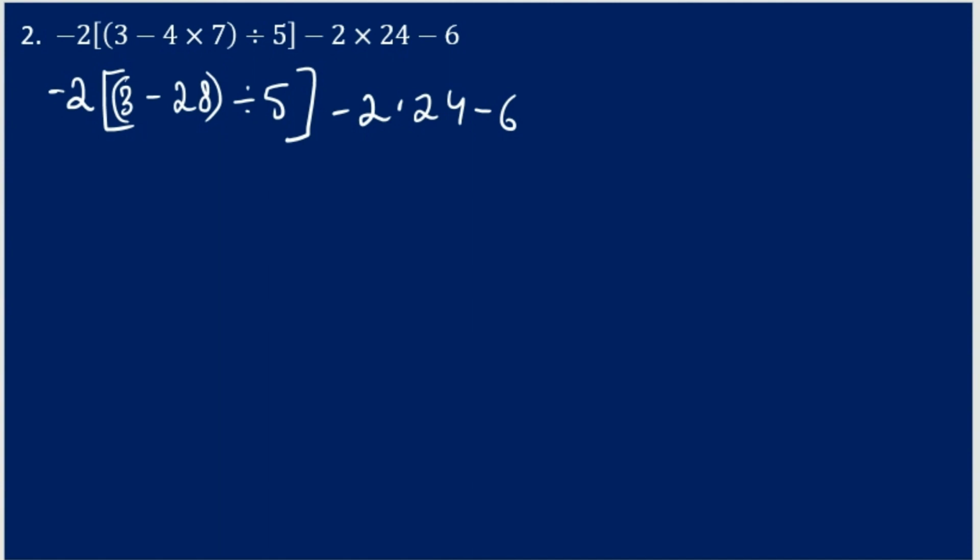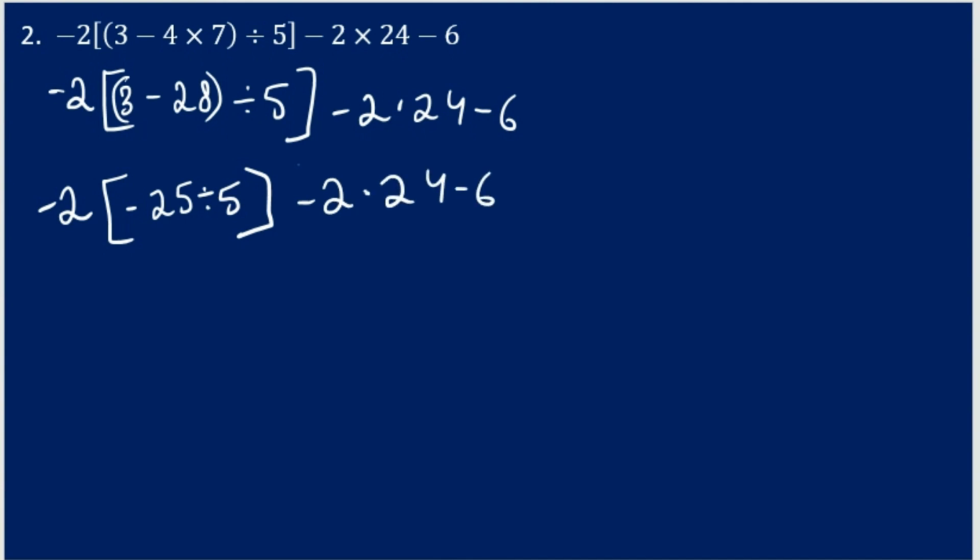Next, what do you do? Minus 2, bracket minus 25 divided by 5, minus 2 times 24 minus 6. Again, it just remains the same. And now what do we do? So minus 2 times minus 5. Okay, but here, another important thing is when you get minus 5, because there's no sign over here, we should put parentheses around it. Correct. So, parentheses. And now it's just going to remain the same.